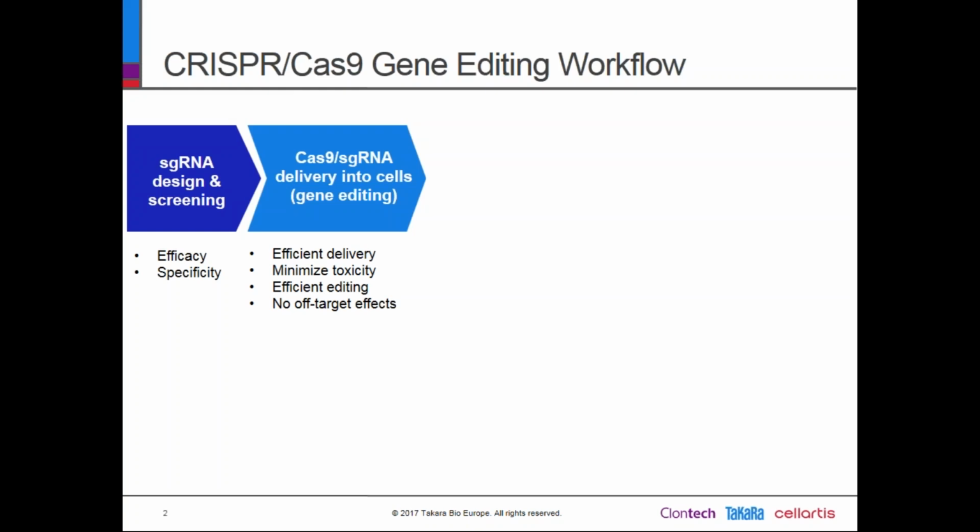The next step is then of course the delivery of Cas9 and the guide RNA into your cells. And here the most important points to consider are of course to achieve very efficient delivery and minimal toxicity to get efficient editing. And here the method of delivery may also depend on the cell type you are using, because not all methods are efficient in all cell types. And another important point is of course also to minimize off-target effects during delivery. And during this webinar I would like to focus on this step of the workflow.